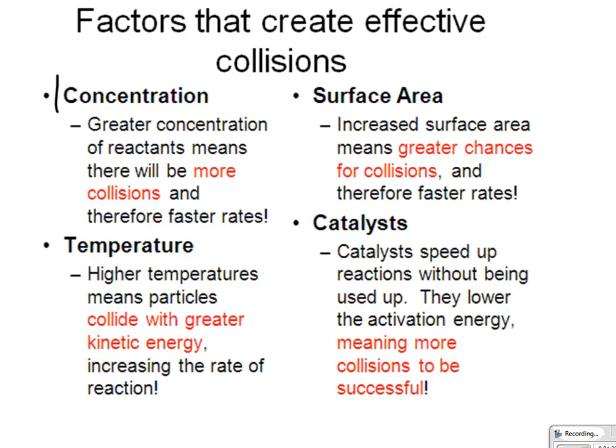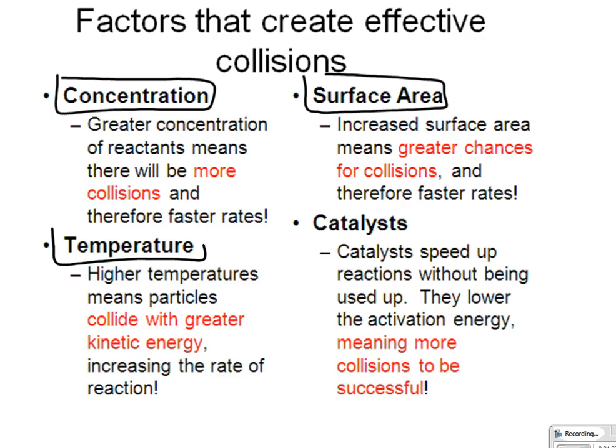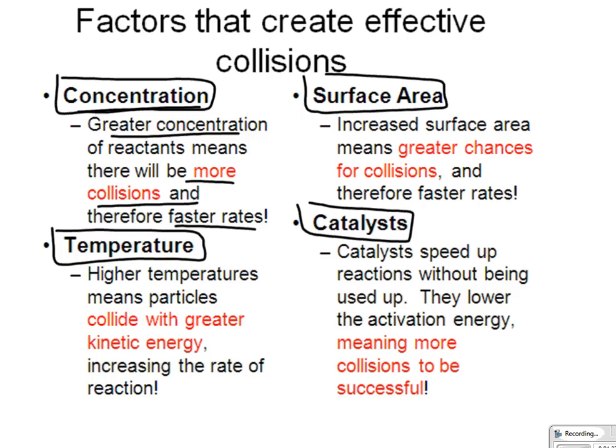There are four key factors that affect reaction rates. All four of these you're expected to know on the exam, and they come up every year. Concentration is the first one. The greater the concentration means that you will have more collisions, therefore faster rates. So the greater the concentration of molecules when you're doing a chemical reaction automatically means that you will have a more effective collision or a greater chance.